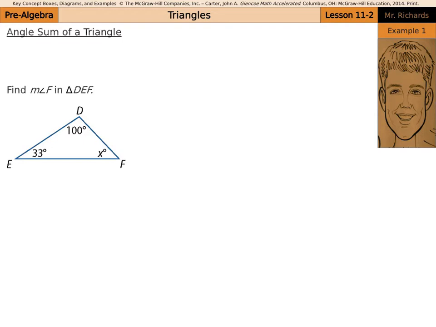Our first concept is the angle sum of a triangle, and quite simply, the sum of the measures of the interior angles of a triangle is 180 degrees.